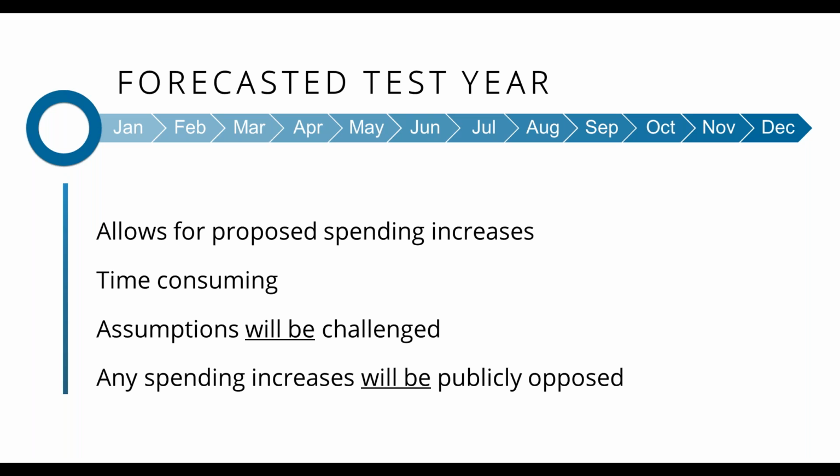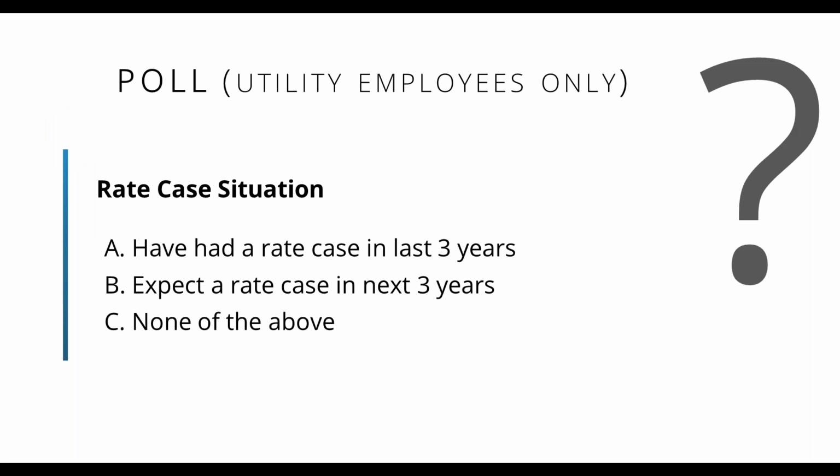Also, everybody comes out of the woodwork. And the people that come out of the woodwork are generally the people that don't want the utilities to spend another penny more than they have to. So they're going to challenge your assumptions, challenge your benefits, challenge your motivation, and just generally try to make the utility look bad. And so a forecasted test year has problems of its own.